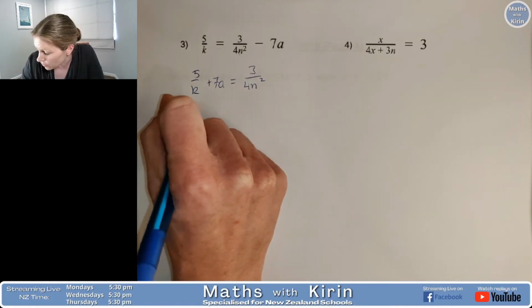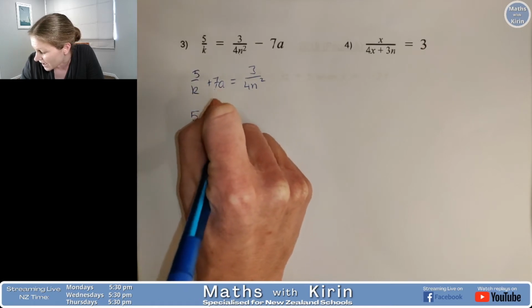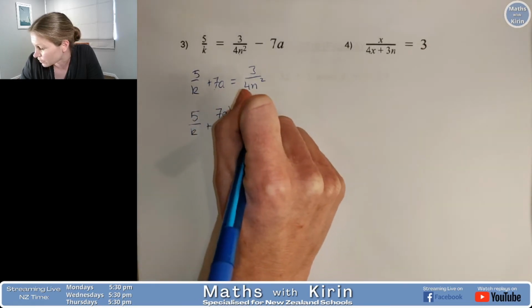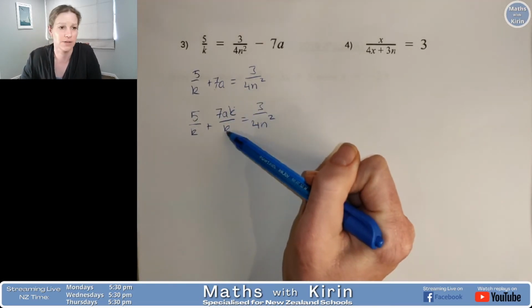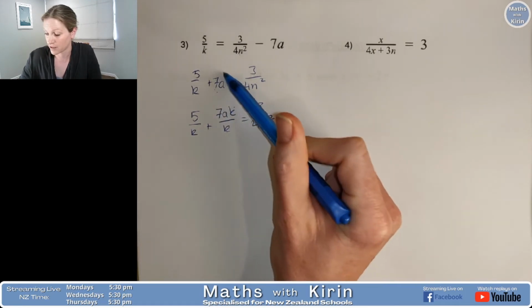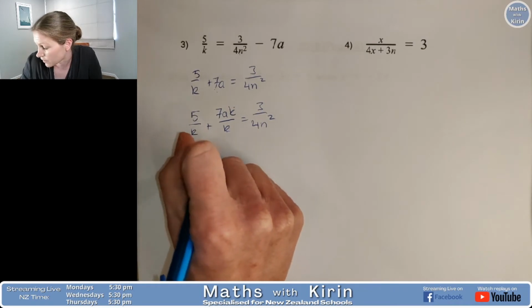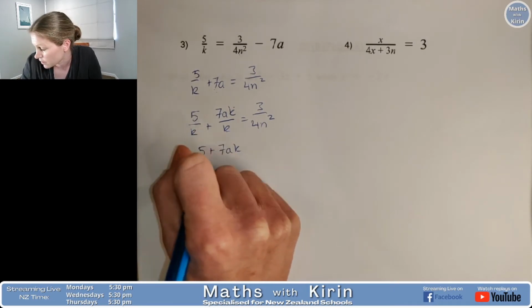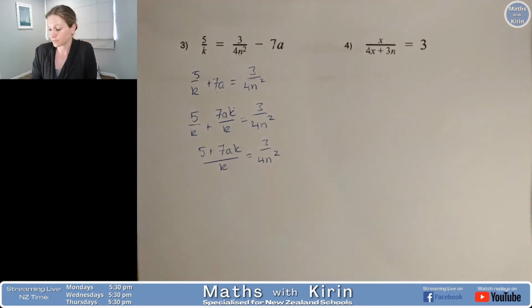So we get 5 over k plus 7ak over k is equal to 3 over 4n squared. Okay, so these k's would typically cancel out, and you'd just be left with 7a. So this is equivalent to this, but the reason that I've done that is because then I can write this as one fraction like this. Okay, so adding our numerators together.